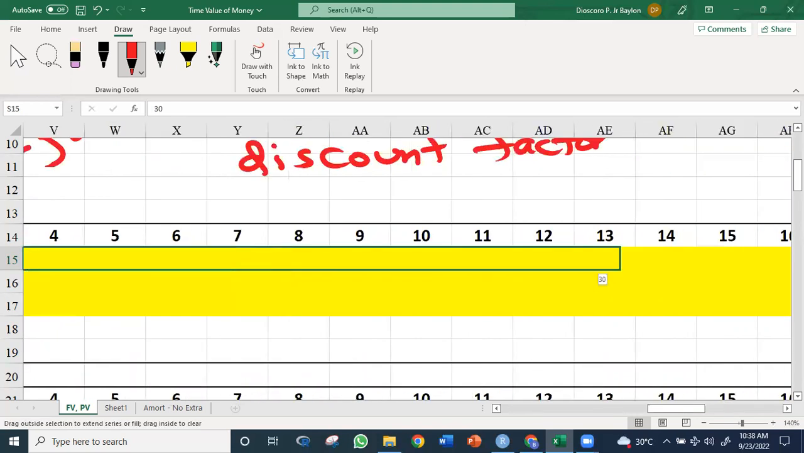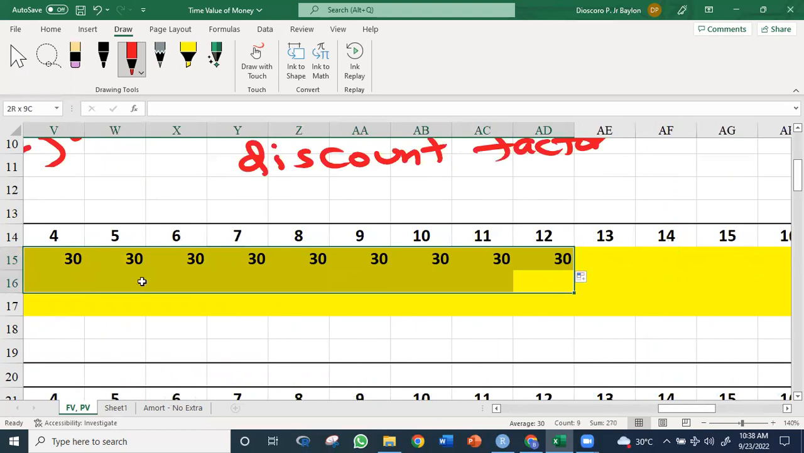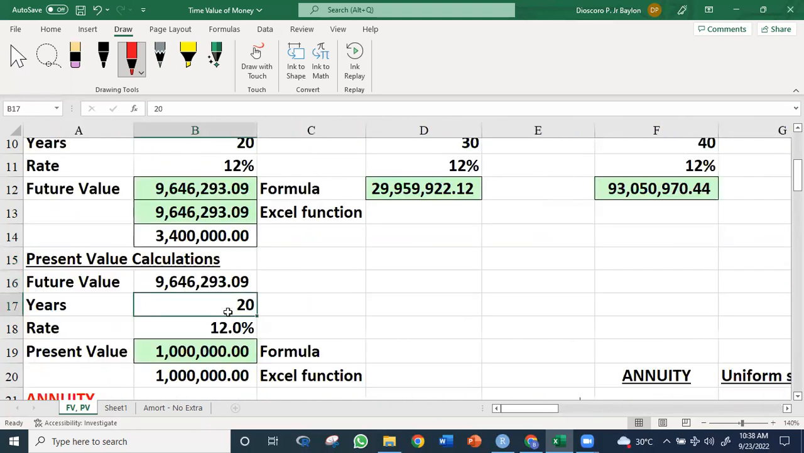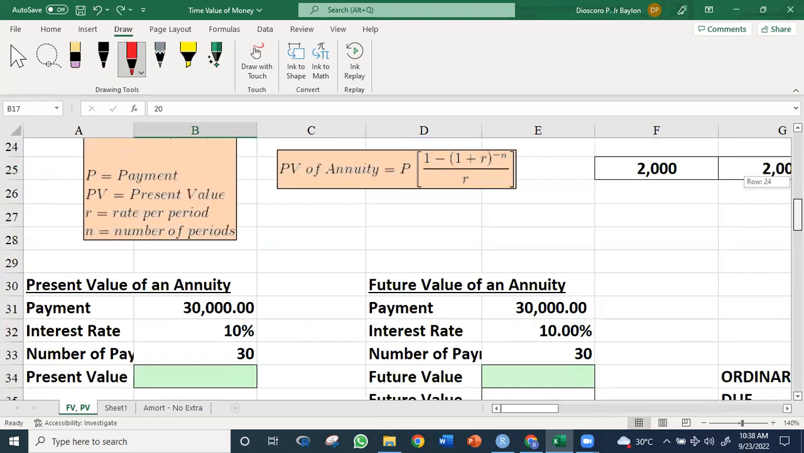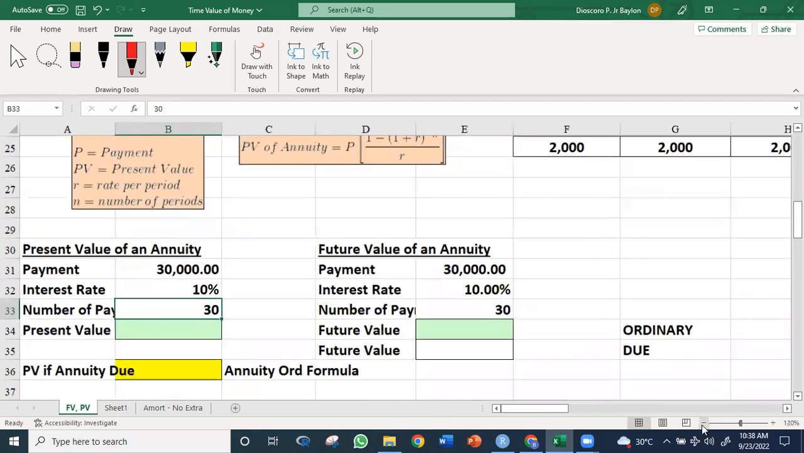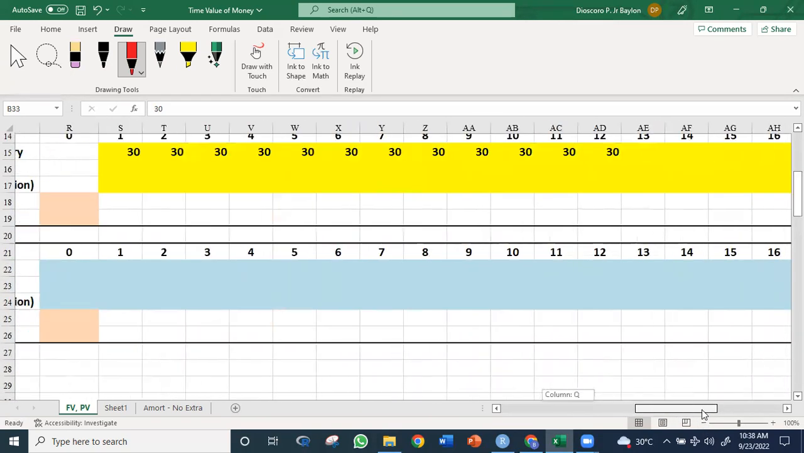30 for the next... Well, why don't we do this? Let's just make this 30 years. Oops, sorry, not that. Control Z. But this one. Okay, yeah, it's 30 years. So the drawing, the illustration, is on this side of the worksheet.